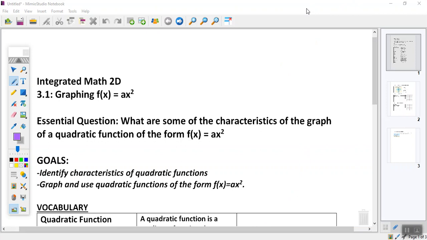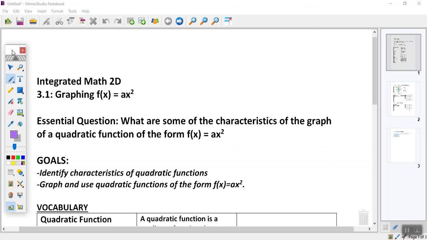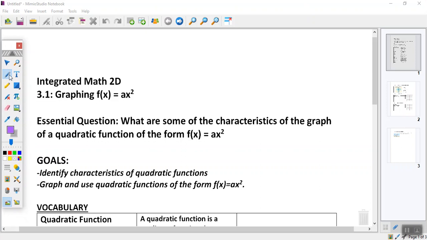So we're going to start looking at what's known as graphing ax to what power, kids? Second power. Okay, so everything that we're graphing today is going to be to the second power. That's going to be another name for our essential question today. The question is, what are some of the characteristics of the graph of a, what word did I just underline here, kids? Quadratic function of the form f of x is equal to a times x squared.